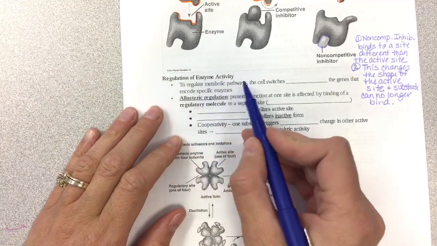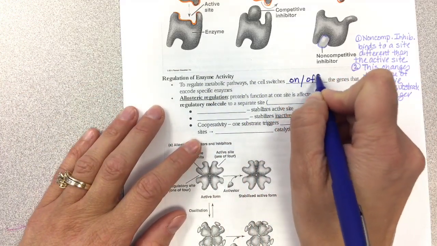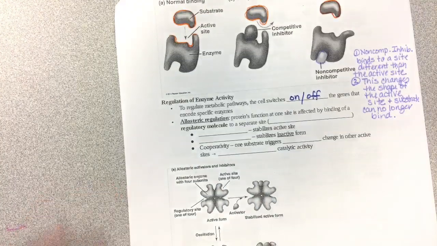So to regulate metabolic pathways, the cell switches on or off the genes that encode specific enzymes. So we can actually switch genes on and off, so we're not always making enzymes to catalyze every single reaction. So that's the first thing.